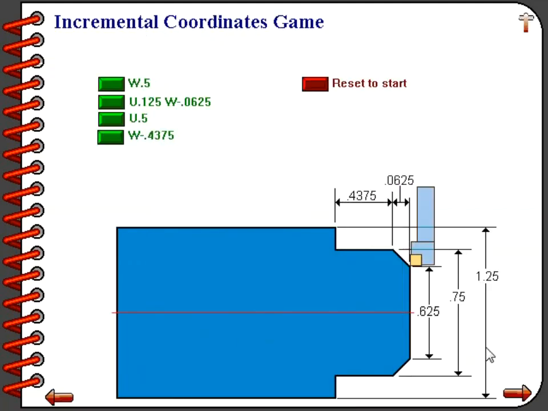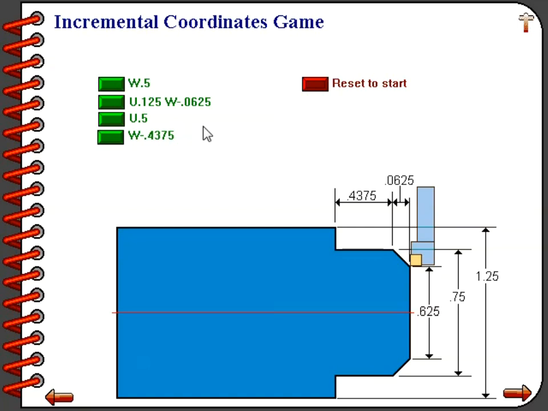Here we are at the incremental coordinates game. The objective of this game is to program the tool to move along the part as if it were finish turning the part. You will choose from the commands located at the left of the screen. To select a command, click on the green button next to it. Be sure to select the commands in the proper order, otherwise your tool may wander off into an unknown direction.